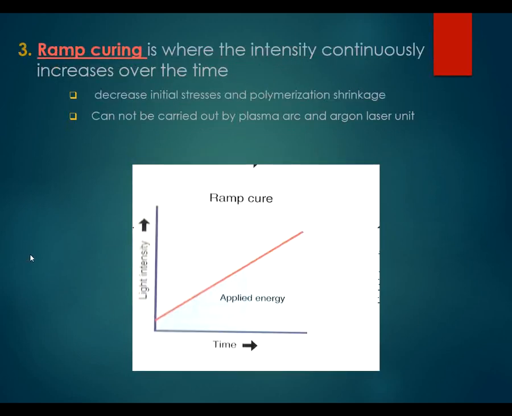Next is ramp curing. Ramp curing is where the intensity continuously increases over the time. As you can see in the graph, intensity increases over the period of time. Ramp curing decreases initial stresses and polymerization shrinkage. It cannot be carried out by plasma arc and argon laser unit.